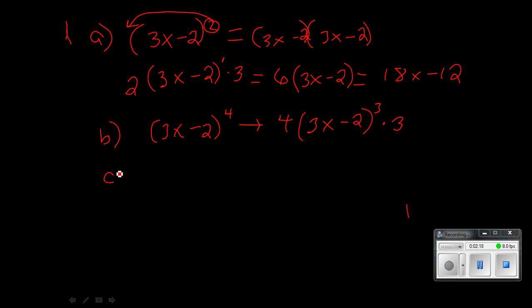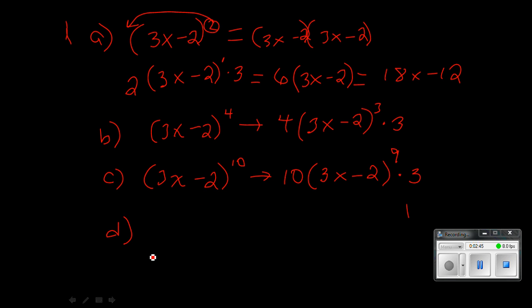For C, we can do 3x minus 2 to the 10th power, let's say. So that's going to be 10 times, keep the inside the same, reduce that by 1, and then multiply again by the derivative of the inside, which is 3.